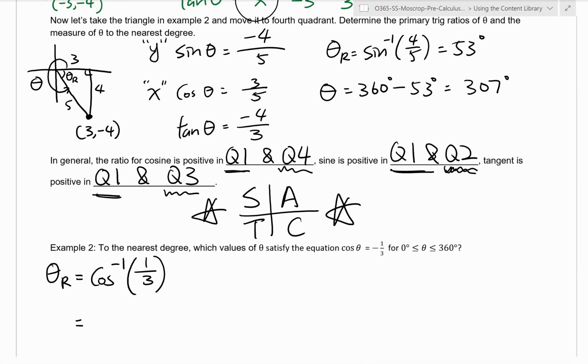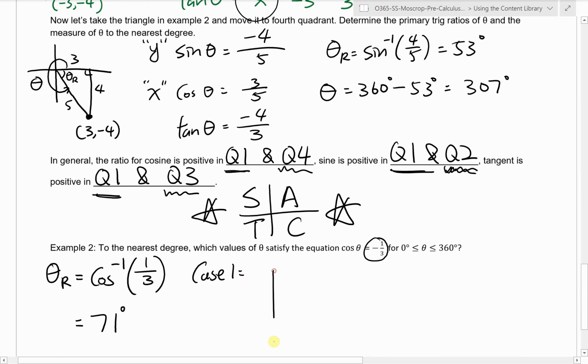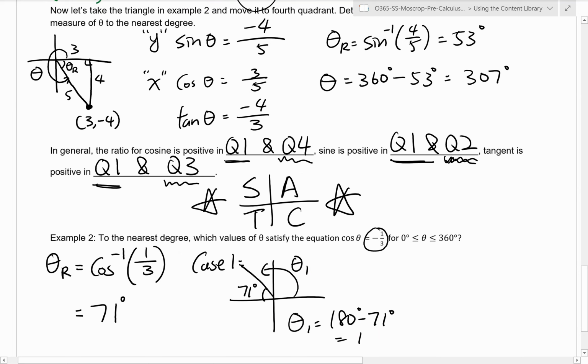And we will round to the nearest degree. So this is actually 70.5. If we round to the nearest degree, it will be 71 degrees. So the reference angle is 71 degrees. Now, cosine is negative. It actually means we have two possibilities, right? We have two cases. Case 1, cosine is negative in the second quadrant. We found that the reference angle is 71. So our first angle, theta 1, is 180 minus 71 degrees, which is 109. So that's case number 1.